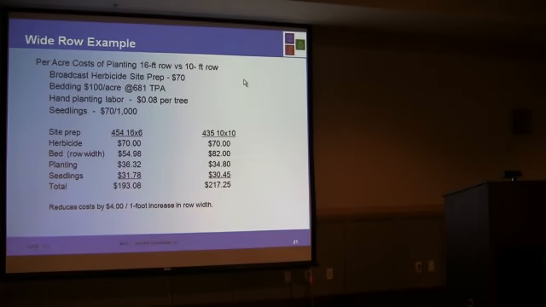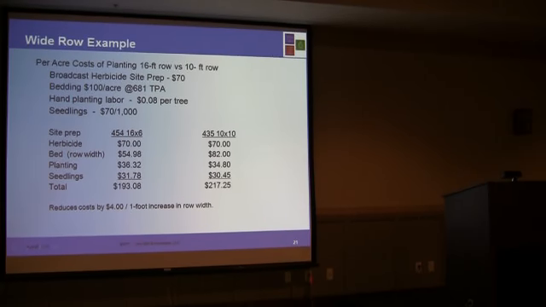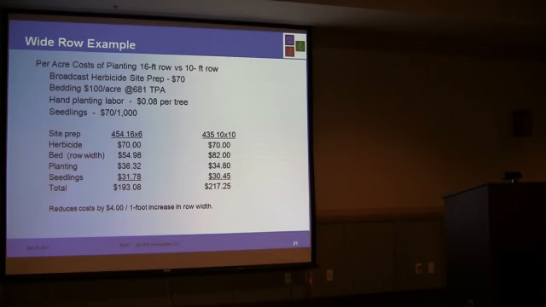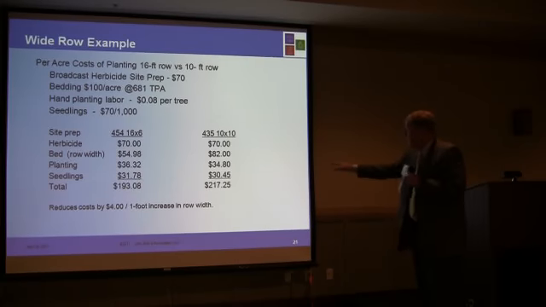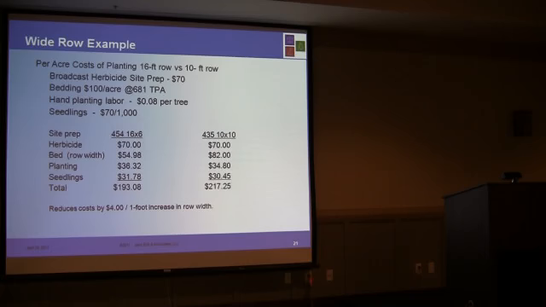Okay, so now we're at 450 trees per acre. Let's rearrange how we plant these seedlings. We had a 10 by 10 foot scenario, $217 regeneration cost to do herbicide site preparation, bedding, tree planting, labor and seedlings. We move that to a 16 by 6 foot spacing.